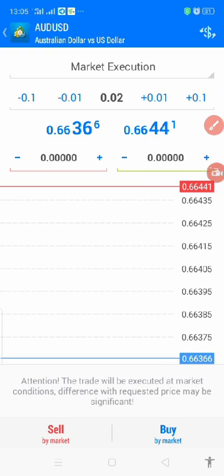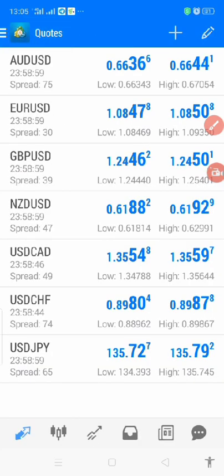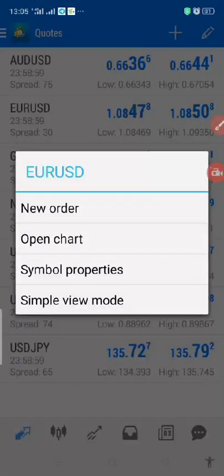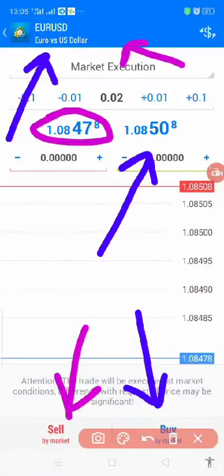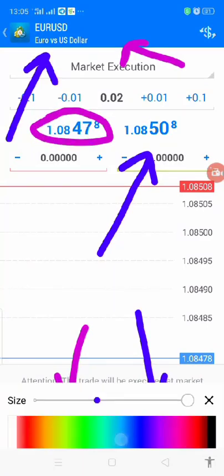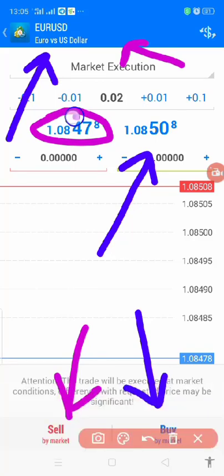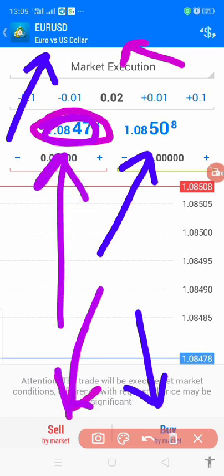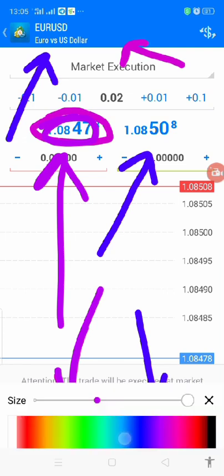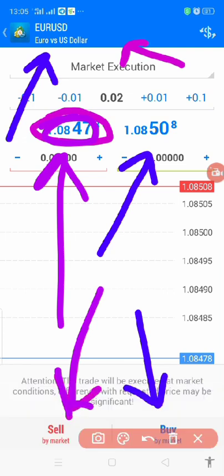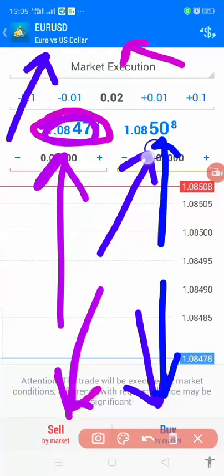And the same thing applies for Euro USD. You go there, the same thing applies. You're buying the USD at this price, and then when you click on sell, please take note, it's directly proportional to this price that's here. And when you click on buy, it's directly proportional to the price that's available here. So you are buying euro at this price.